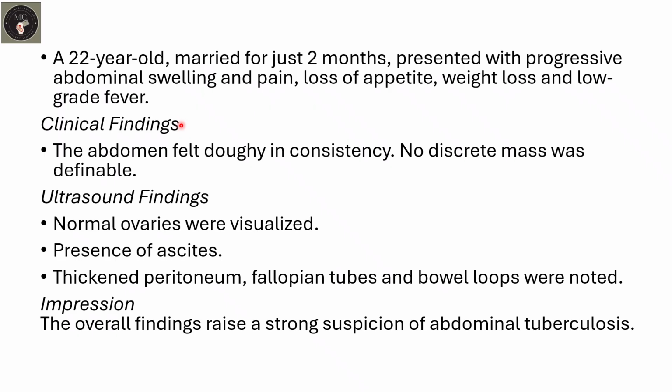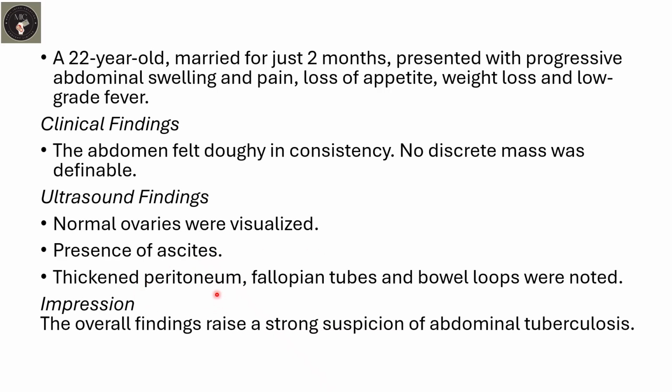What gave me a clue to the diagnosis of this case, besides the history, is the doughy feel on abdominal examination. There was no discrete mass. Ultrasound findings: presence of ascites, thickened peritoneum, fallopian tubes, and bowel loops were noted.